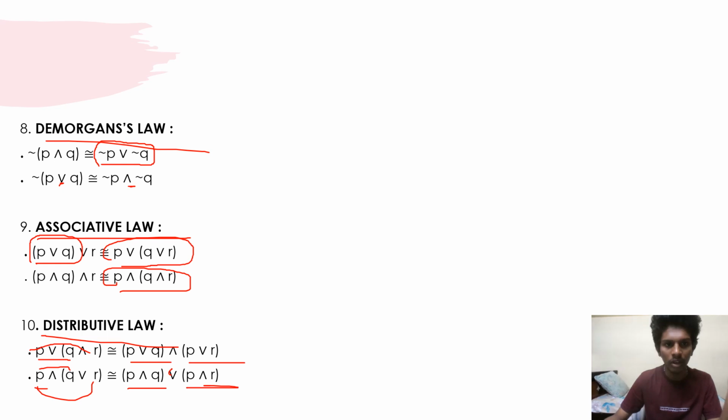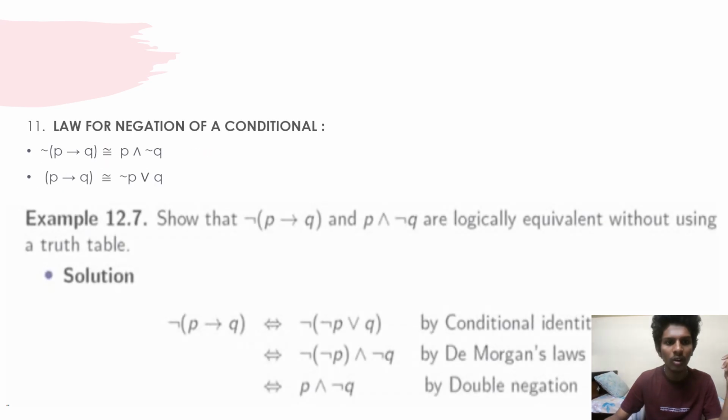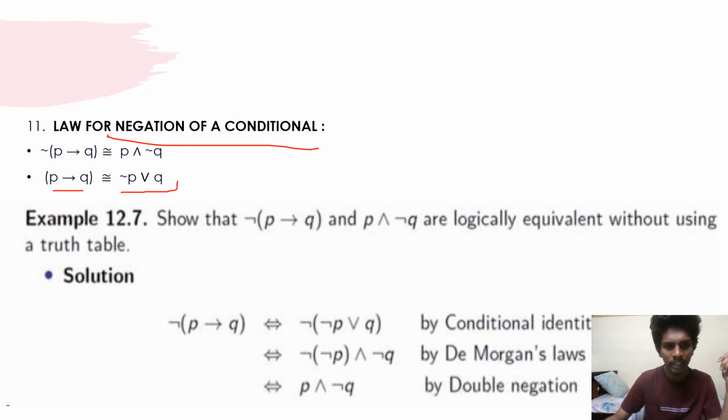Moving to the last law, the law of negation for a conditional. Here, for negation of P conditional Q, we will get negation P or Q. If we keep the negation before this, we'll get P and negation Q.